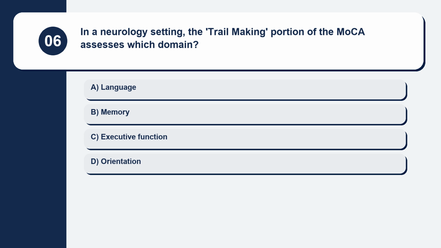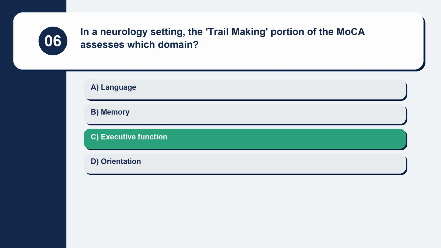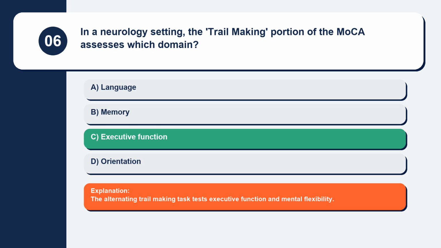Question 6. In a neurology setting, the trail-making portion of the MoCA assesses which domain? Language. Memory. Executive function. Orientation. The alternating trail-making task tests executive function and mental flexibility.